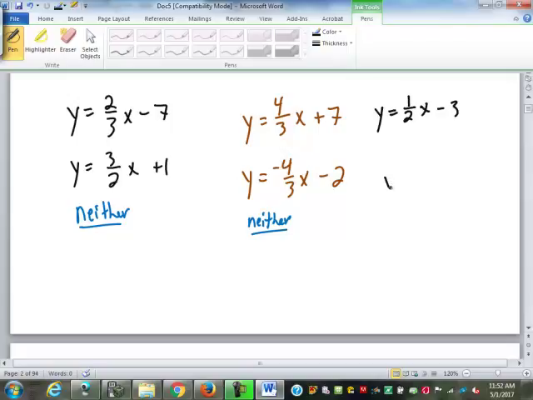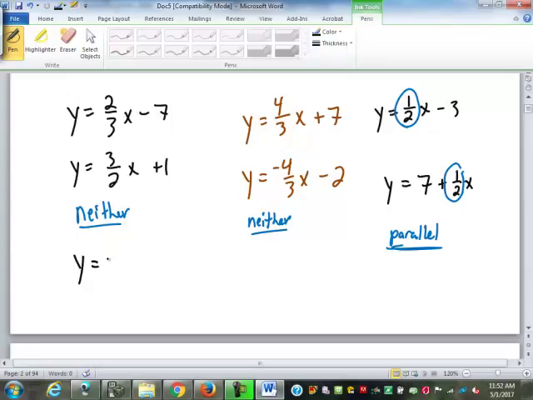y equals 1/2 x minus 3, and y equals 7 plus 1/2 x. For these, the slope up here is 1/2. The slope down here is 1/2. Since they're the same, they are parallel.